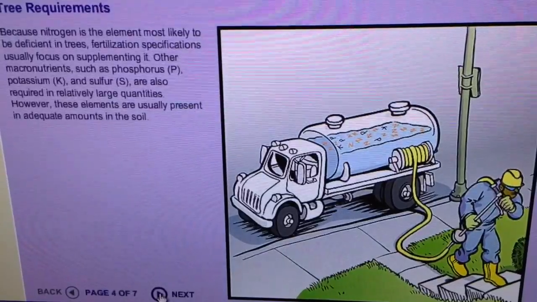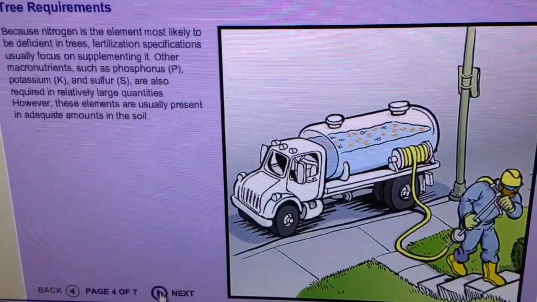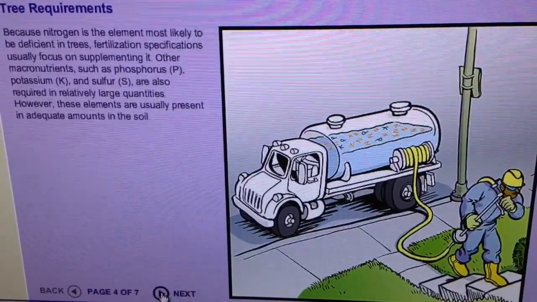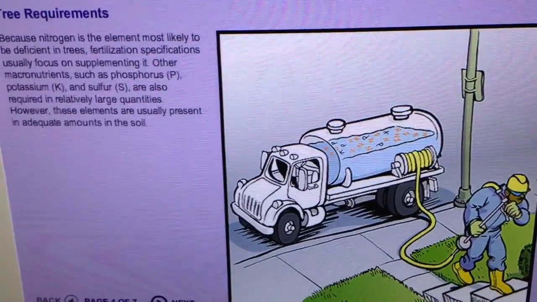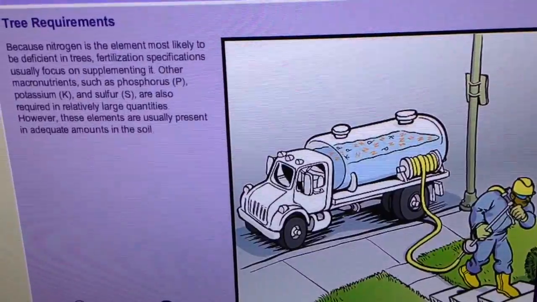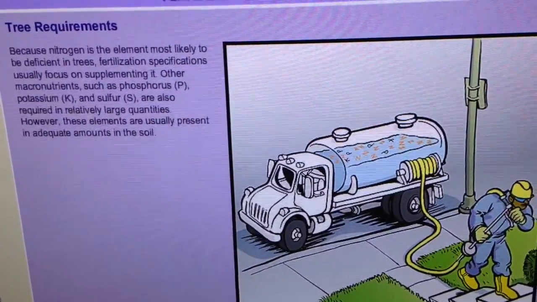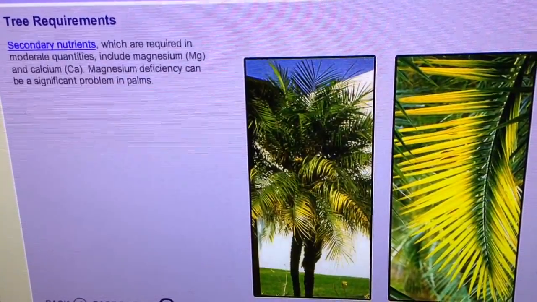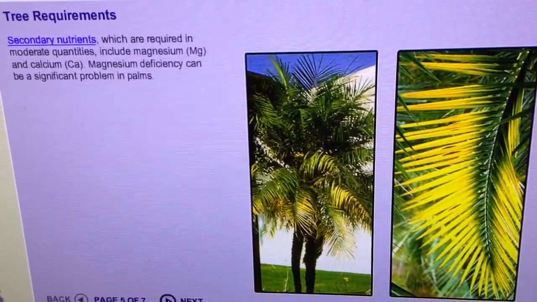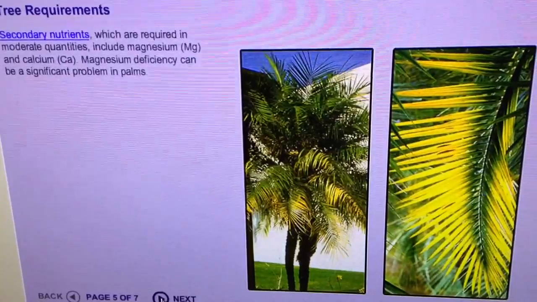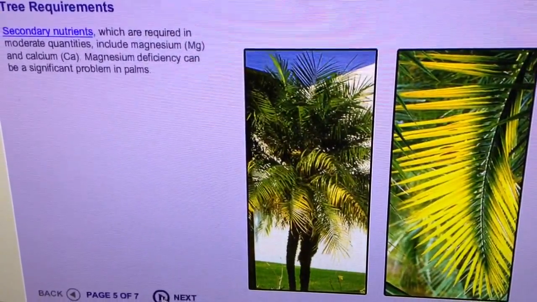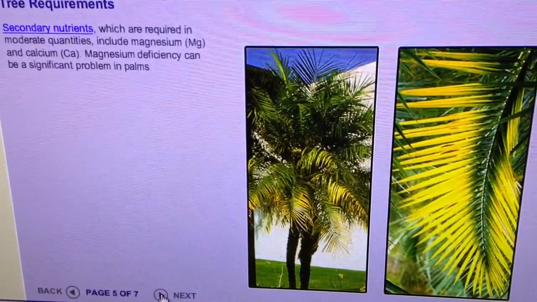Other macronutrients such as phosphorus (P), potassium (K), and sulfur (S) are also required in relatively large quantities. However, these elements are usually present in adequate amounts in the soil. Secondary nutrients, which are required in moderate quantities, include magnesium (Mg) and calcium (Ca). Magnesium deficiency can be a significant problem in palms.